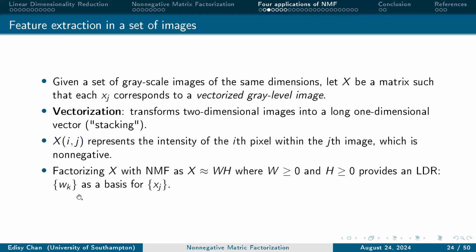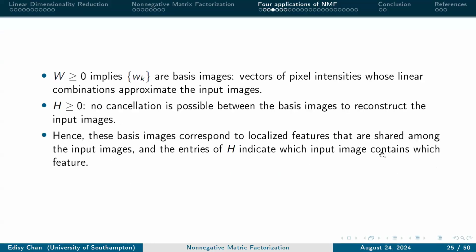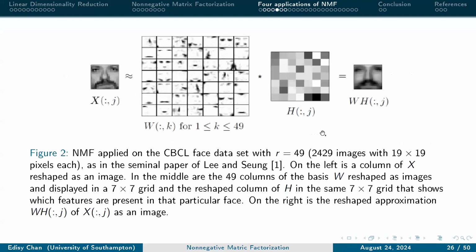Now the H will have the number of columns the same as the X. So there will be 2,429 columns of the H. But the number of rows, I mean the dimension of each column vector here, will be just 49. All right. And now if we just multiply them, then we'll get a result image, right? And that result will be the approximation of our original input.